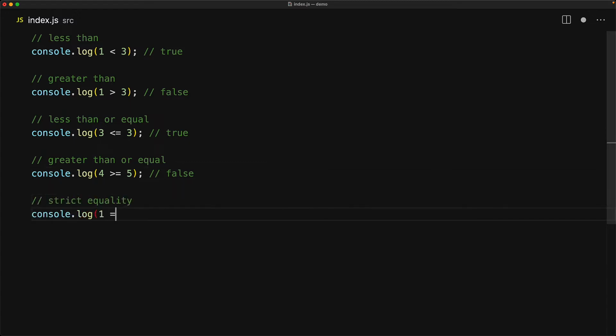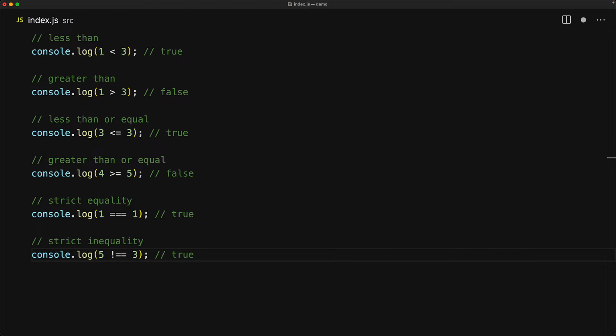And there is also strict equality. For example, 1 is equal to 1, and of course that's going to be true. And strict inequality, which is not equal, so 5 is not equal to 3, and therefore that is true.